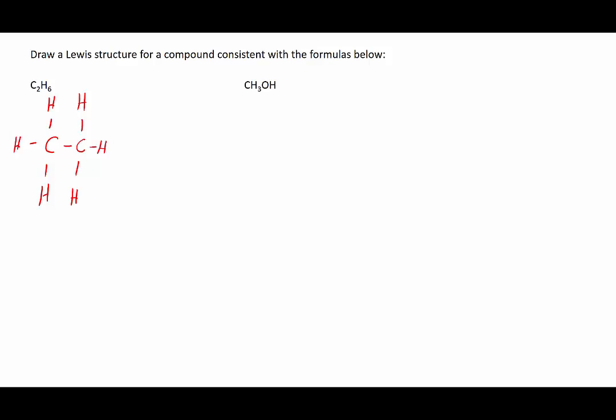Next example is methanol, CH3OH. In this case, the CH3 implies that the carbon is bonded to 3 hydrogen atoms immediately. Then oxygen, then a hydrogen. Oxygen has 2 lone pairs, so we're finished.